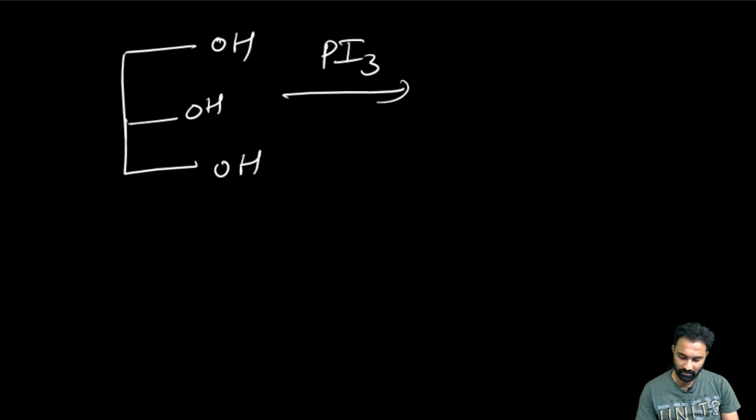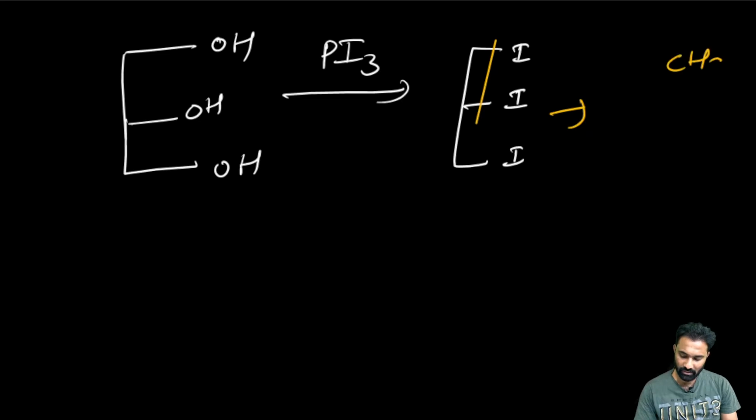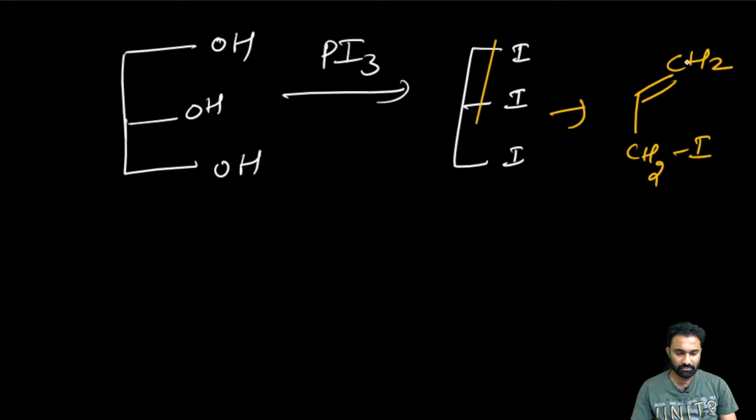Whenever PI3 is given, here the first three iodines will be formed. PI3 is a dehydrating agent, so it will eliminate the OH. All the H2O will be eliminated and we get the iodines. We know two adjacent iodines are unstable, so I2 will be eliminated and we get the alkene here. After getting the alkene, we still have the iodine, iodopropene. Clear? In this manner you will get it.